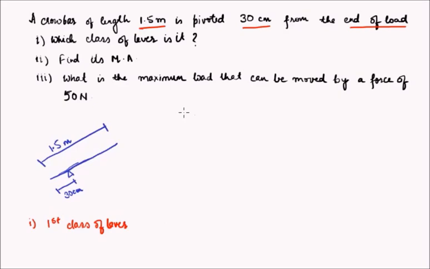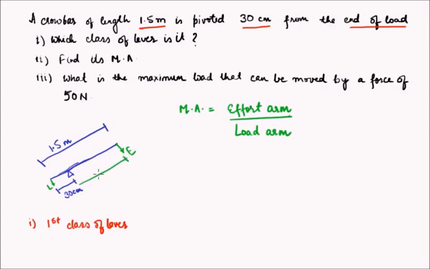Now the second part states that find its mechanical advantage. We have just seen in the previous lecture that mechanical advantage for a lever is effort arm upon the load arm. This is the definition of mechanical advantage. Now for the case at hand, what is the effort arm? The effort arm will be the distance between the effort and the fulcrum.